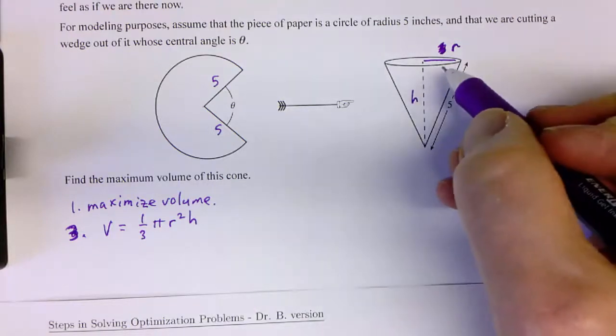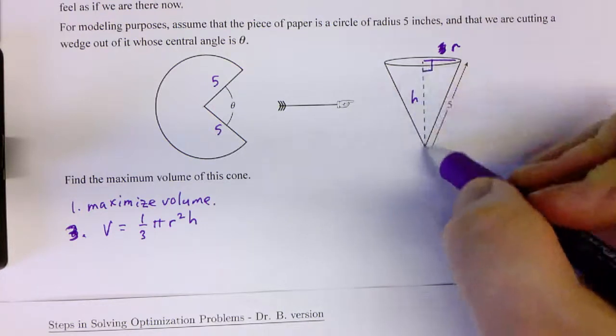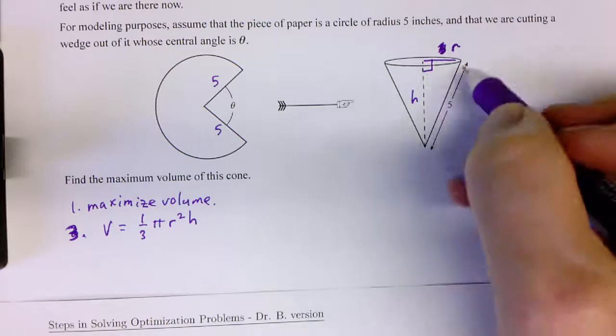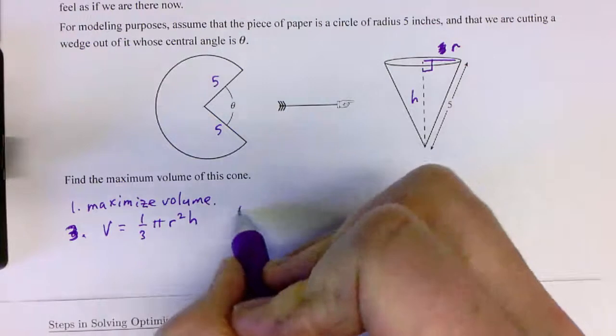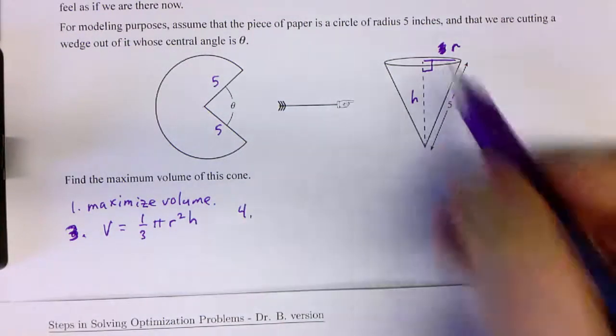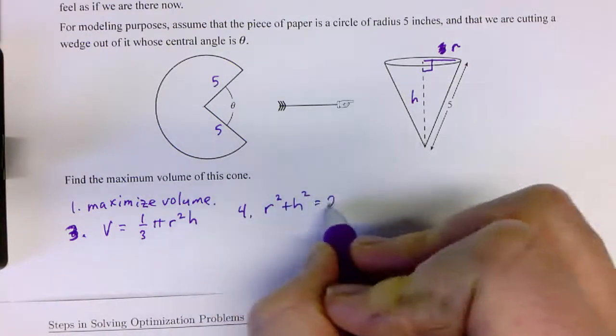And the whole trick to make this problem as easy as possible is to realize that I've got a nice right triangle here, with r and h the legs of the right triangle, and 5 is the hypotenuse. Because now that I want to eliminate a variable, I can use that relationship, r squared plus h squared equals 25.